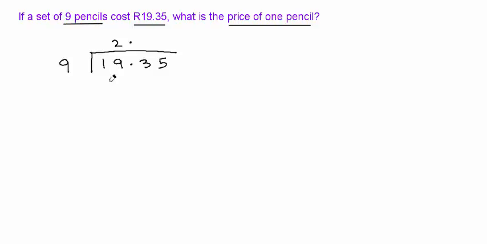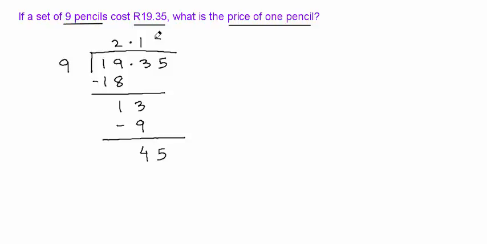9 times 2 is 18. So you subtract, you get a 1, bring down the 3, this becomes a 13. 9 times 1 is 9, subtract, 13 minus 9 is 4, bring down the 5, 45, and 9 times 5 is 45, so we have no remainder. So the price of one pencil is 2.15 Rand. That's exactly how you solve division problems involving decimal numbers.